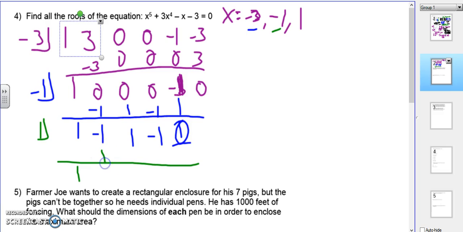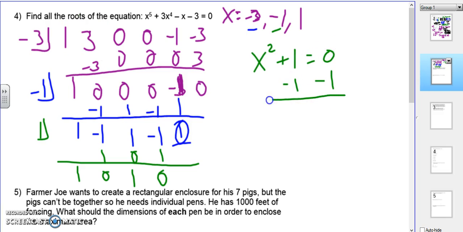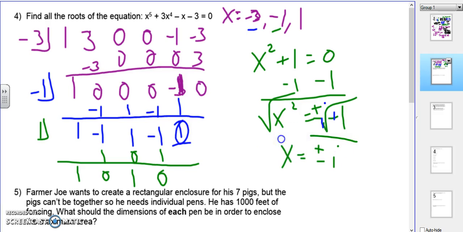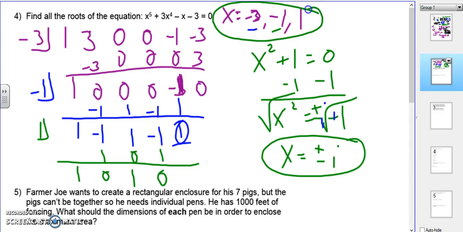Okay, let's go with the last one. Bring down the 1. We're going to multiply and add, multiply and add, multiply and add. And again, it ends in a 0. I know it's a root. So what's left? I went down three times. So what's left is an x squared plus 0x plus 1. And we're going to set that equal to 0 and solve it. You can do the quadratic formula, but this is way easier. Square root, plus and minus. It's a negative under the radical, which means I'm going to take an i out. And the square root of negative 1 is plus or minus i. So there's my 2 roots there. There's my 3 roots there. So I listed all 5 roots.